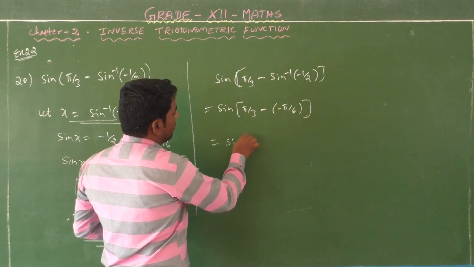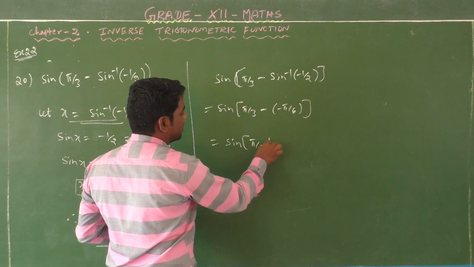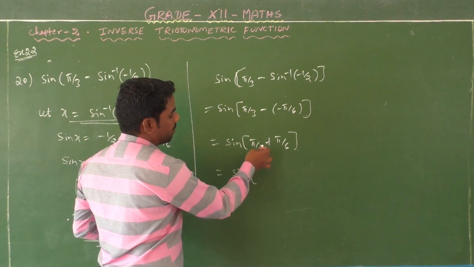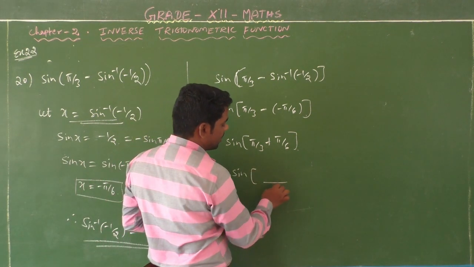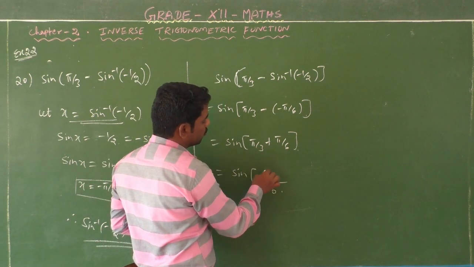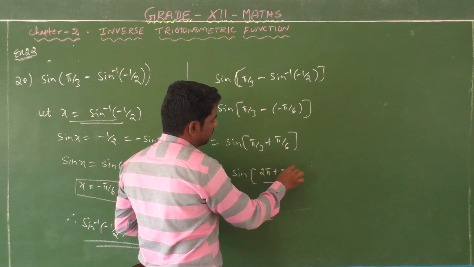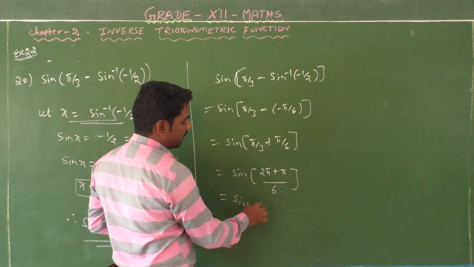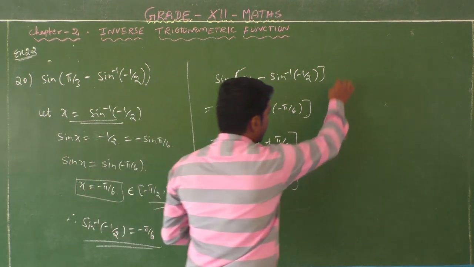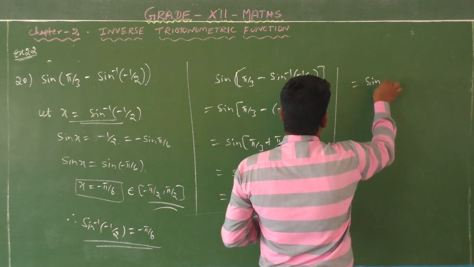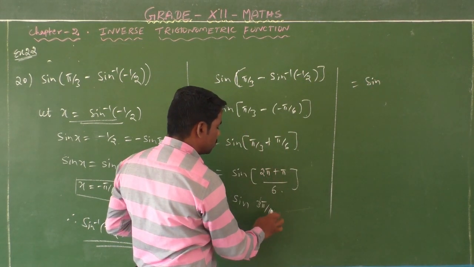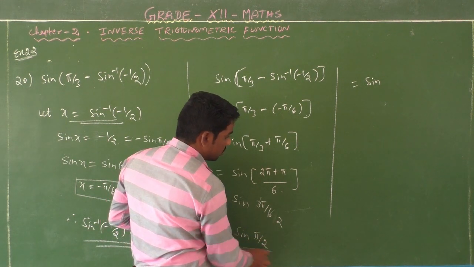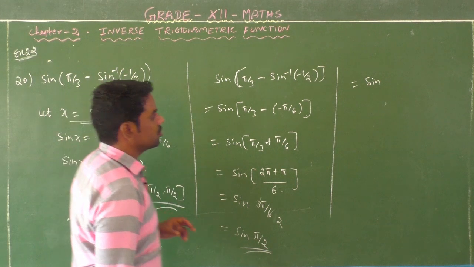So sine of pi by 3 minus of minus pi by 6 becomes plus pi by 6. So sine of pi by 3 plus pi by 6. Take LCM 6. So 2 pi plus pi is equal to sine of 3 pi by 6. 3 pi by 6, the 3 and 6 cancel, gives pi by 2. So sine pi by 2.